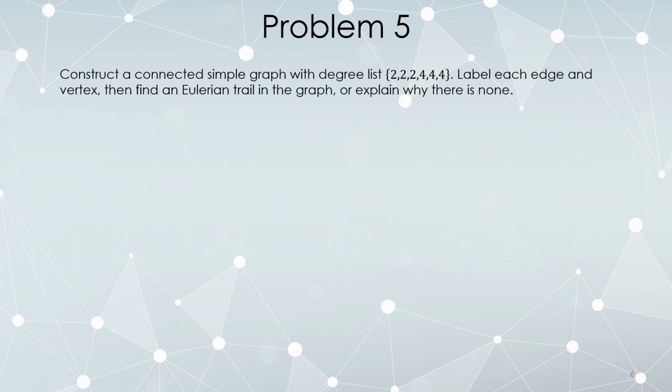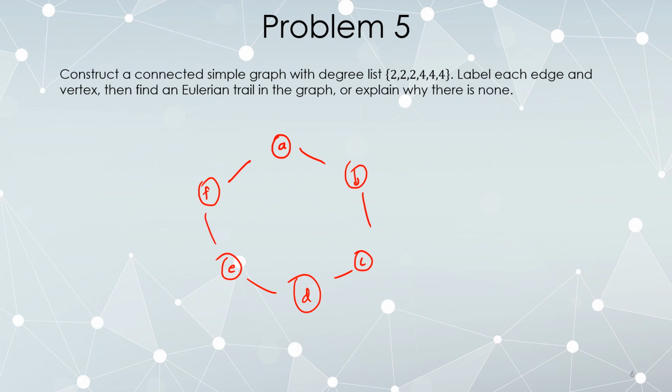So since we know we have to label the vertices at the end, I'm going to start off by just making all of my vertices labeled. We need 6 vertices, so let's just use letters A, B, C, D, E, F. We need to make this connected, and the degree list is 2, 2, 2, 4, 4, 4. Now if I start off with this wheel arrangement, everything will have degree 2. I then need to add to 3 vertices, and if I just make a sort of sub-triangle in here, now my degree list is 2, 2, 2, 4, 4, 4. It is a connected graph. It is a simple graph.